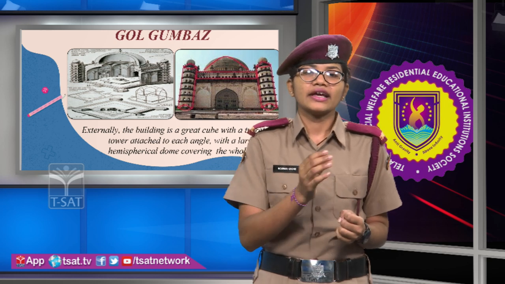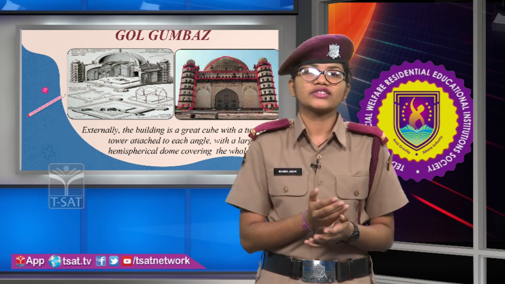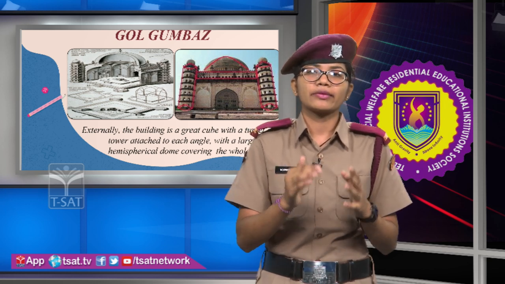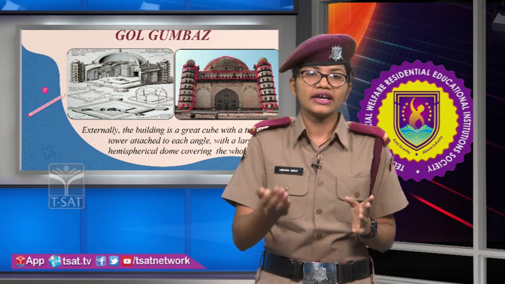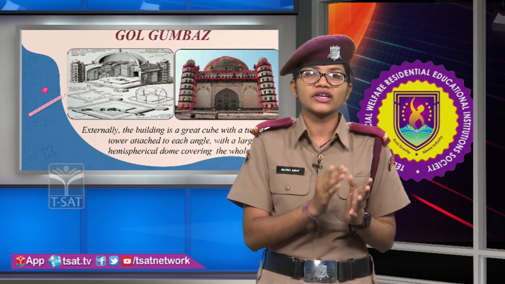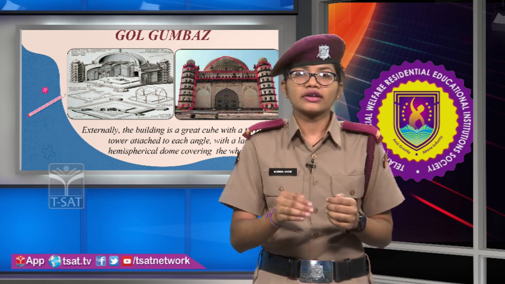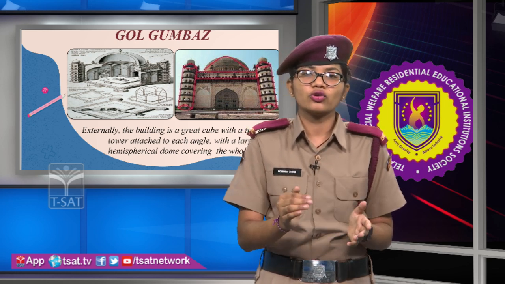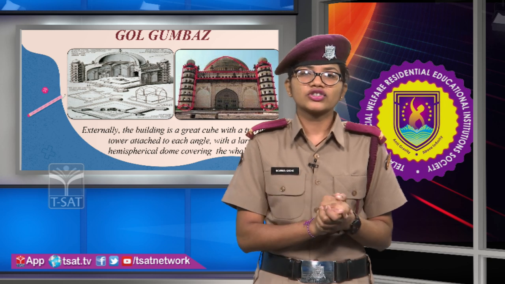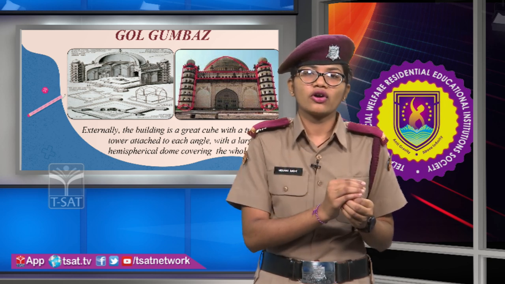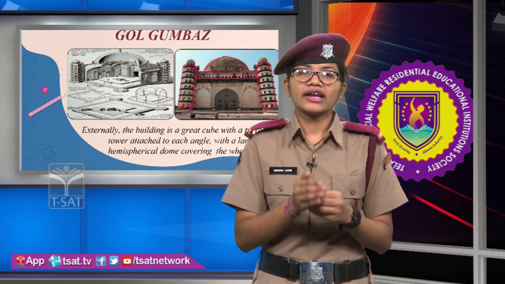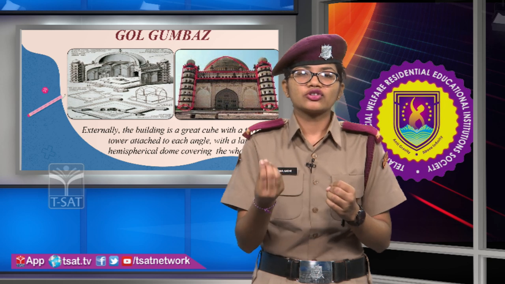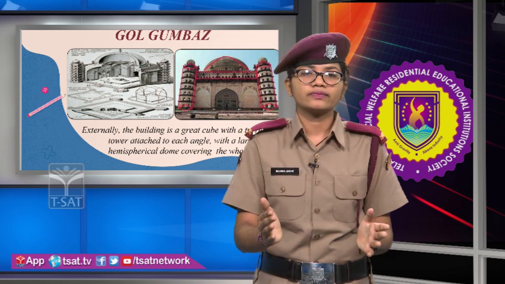And here we see how a site plan of the Gol Gumbaz was created. They were using the great cube, with a hemispherical shaped structure. Inside there were geometrical shapes enclosed in it. To construct the Gol Gumbaz, the basic proportion of 1:√2 was used, and also the principles of the golden ratio and Pythagoras theorem were used while constructing the turret or tower attached to each side of the dome.